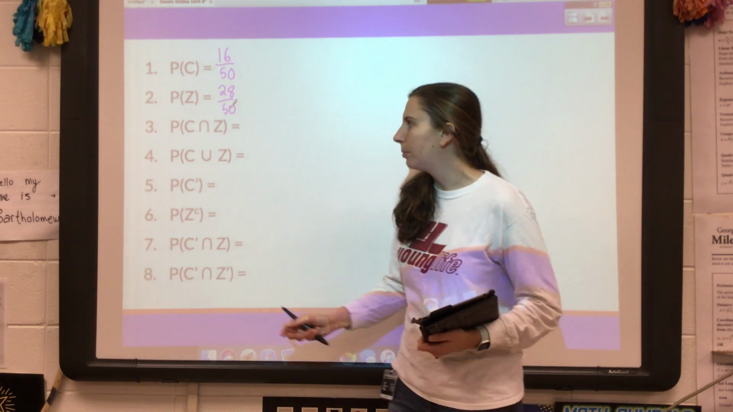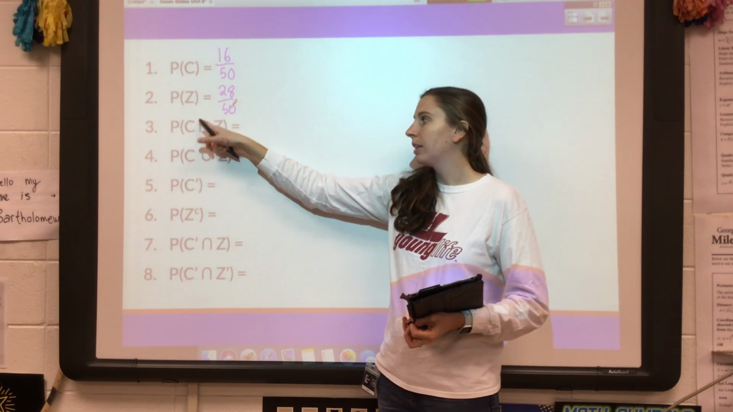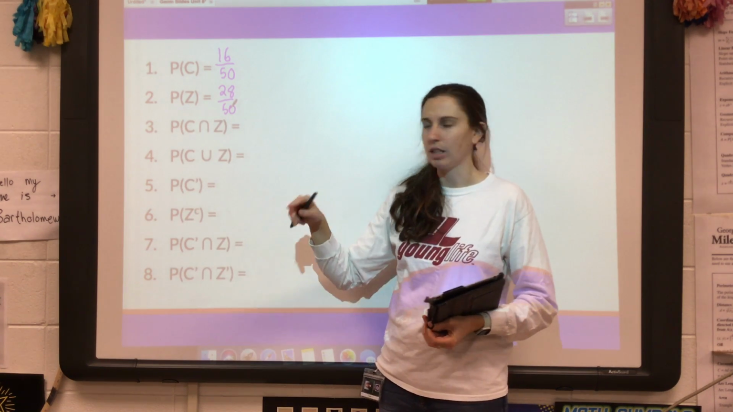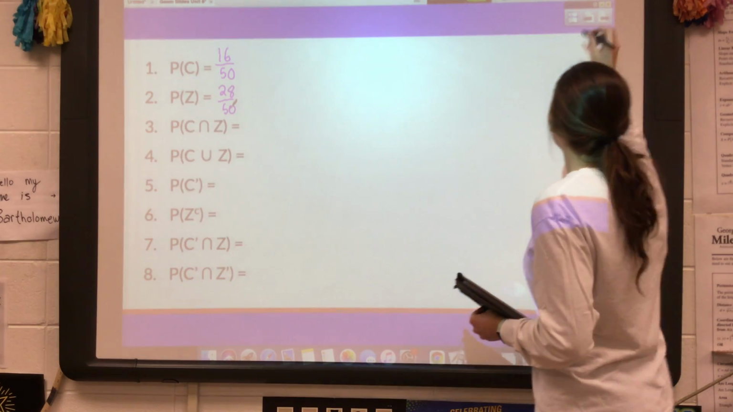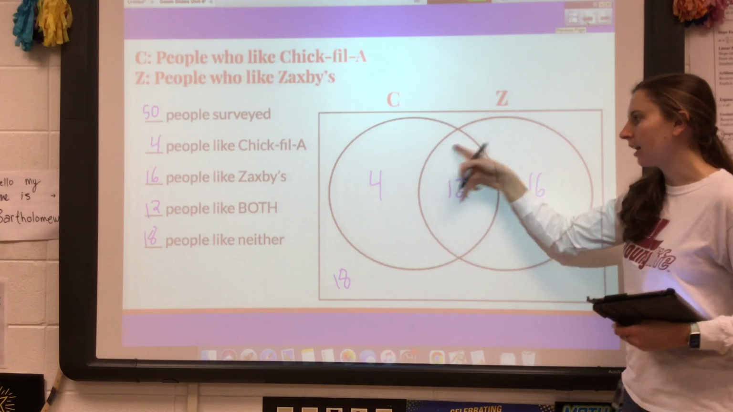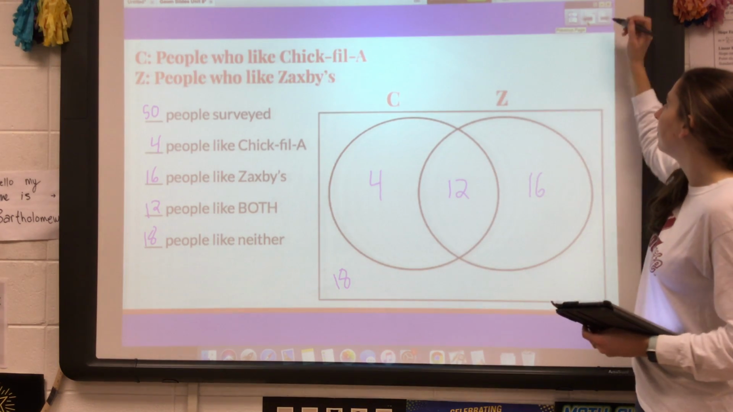Next, the probability that someone likes Chick-fil-A and Zaxby's. Remember, this symbol right here means the intersection. So where do Chick-fil-A and Zaxby's intersect? And that is just this right here, their intersection. So it's just those 12 people.